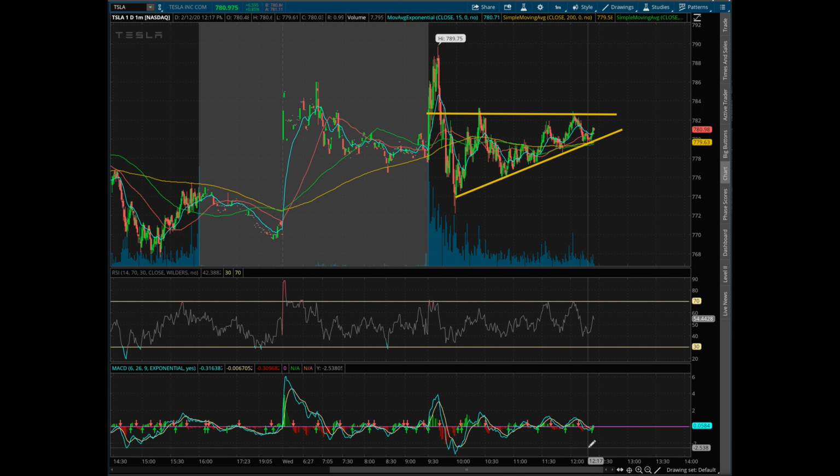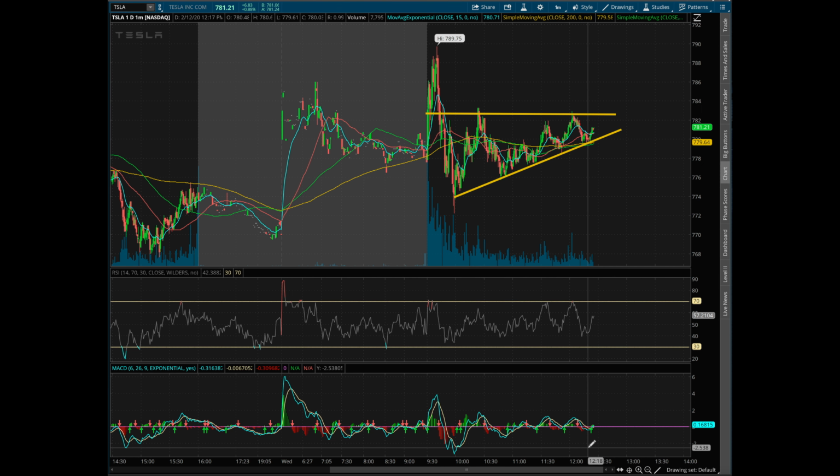It's important to understand support and resistances, not because they're always right, but because if you understand support and resistances, you can make a disciplined and rationalized investment or trade.